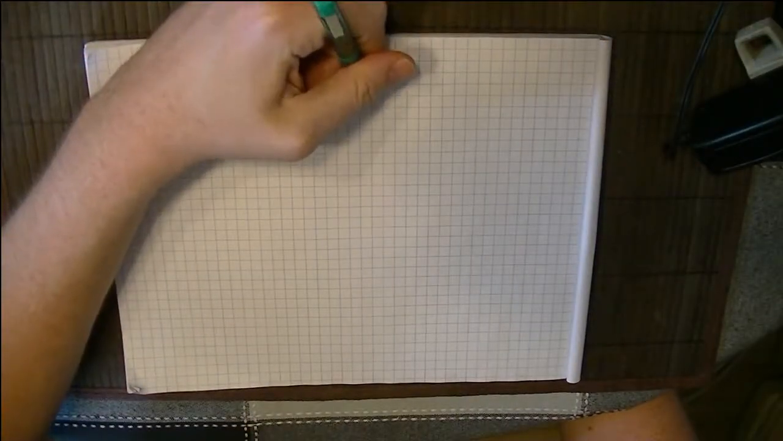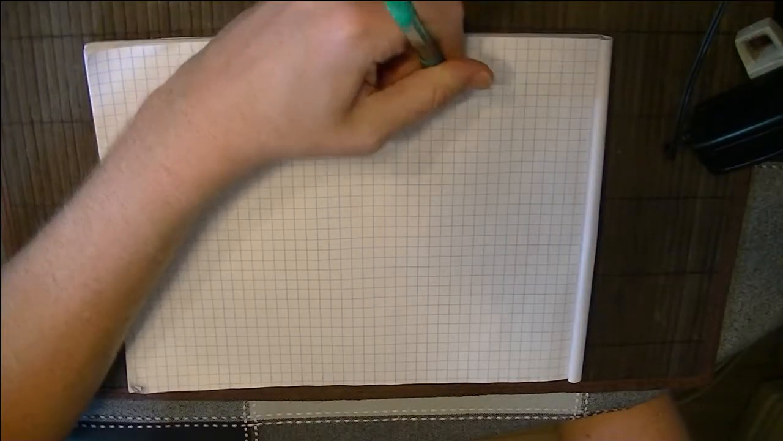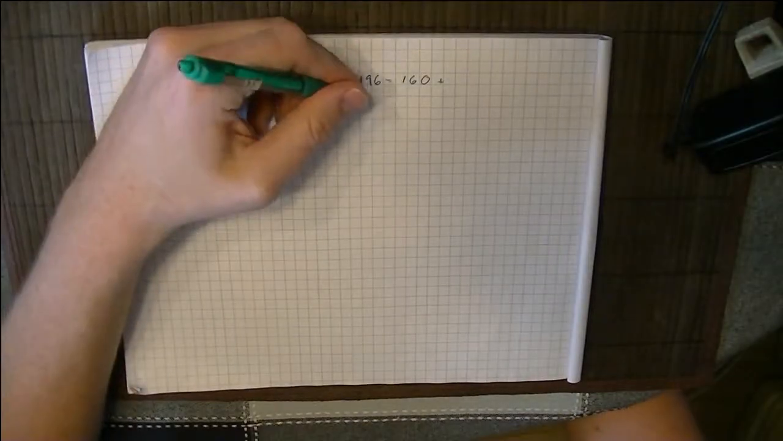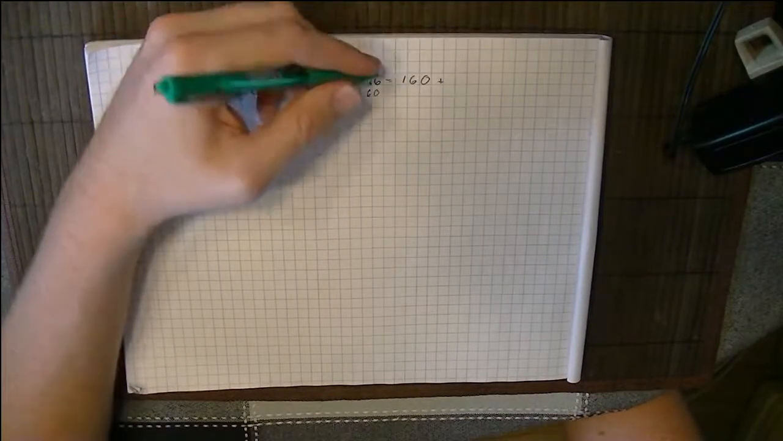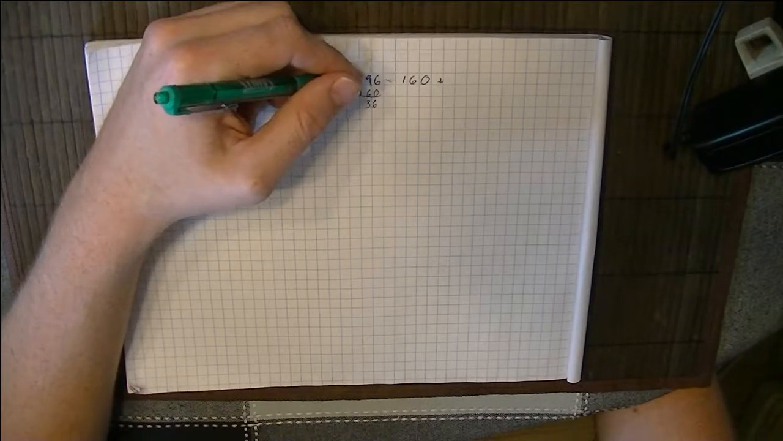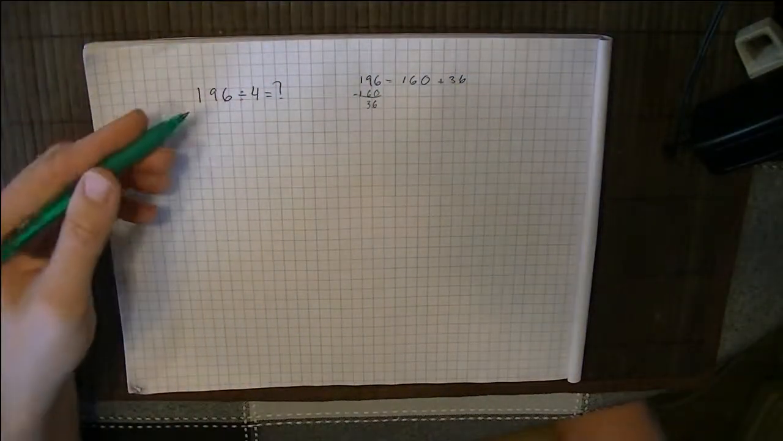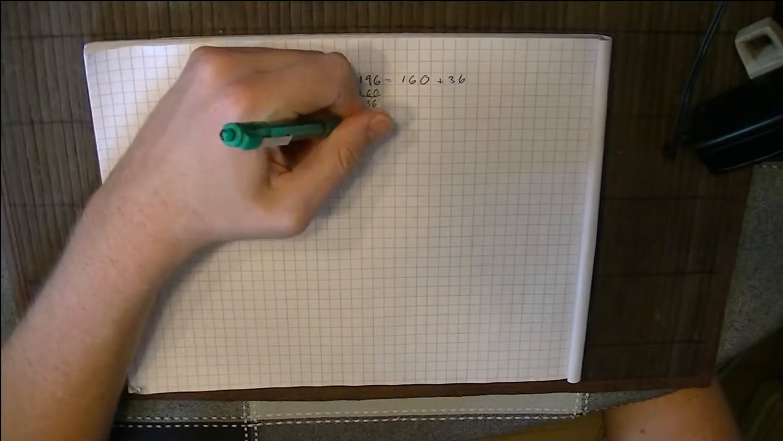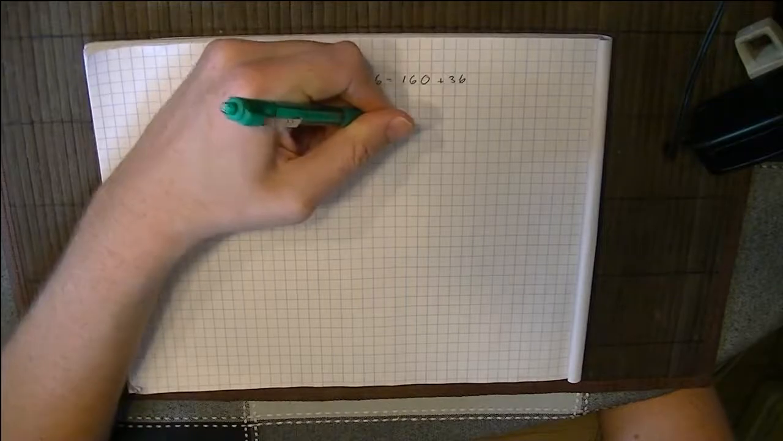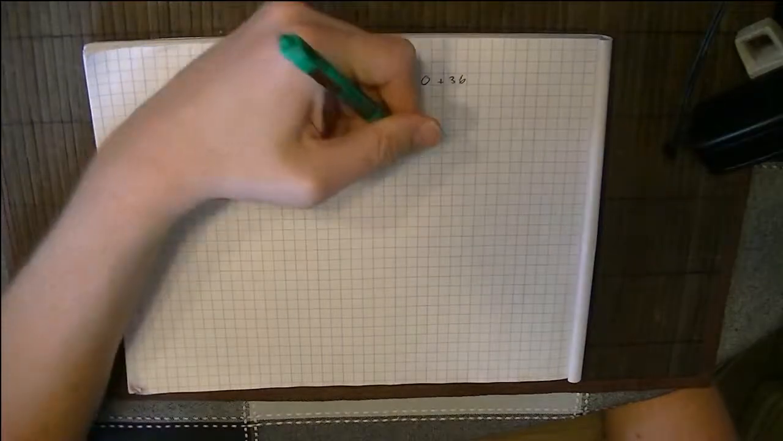So I know that 4 times 4 is 16, so let's do 160. So I can say, hey, 196 is equal to 160 plus something. What is it? Well, 196 minus 160 is, well, 6 minus 0 is 6, 9 minus 6 is 3, and 1 minus 1 is 0. So 160 plus 36, right? So 196 divided by 4 is the same as saying 160 divided by 4 and 36 divided by 4, and then just add those two numbers up.